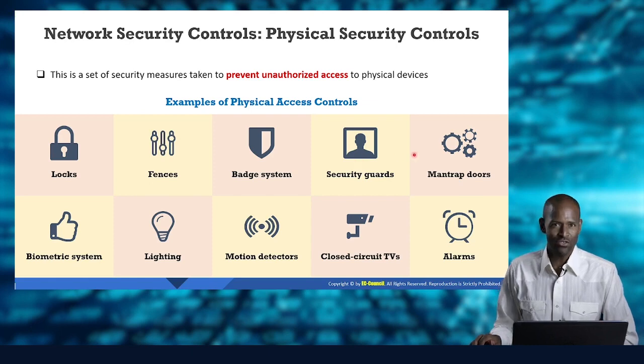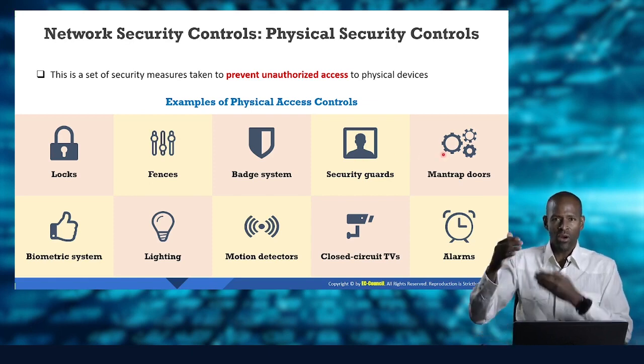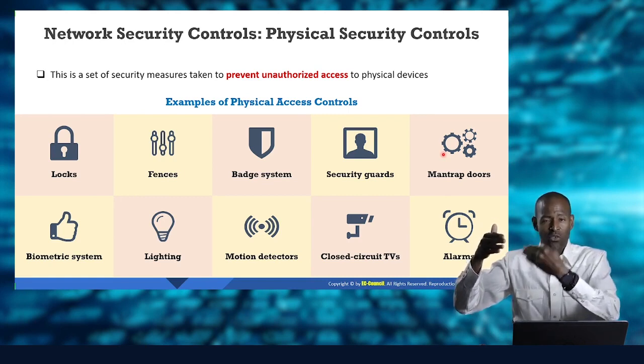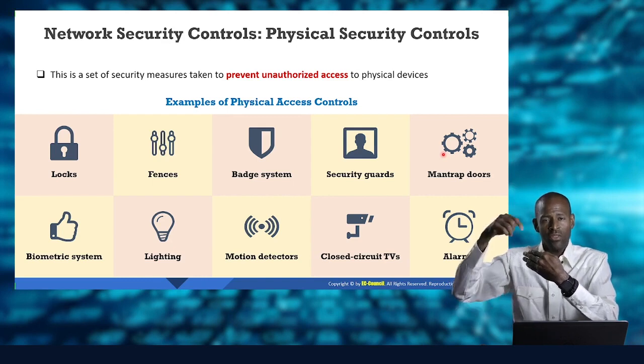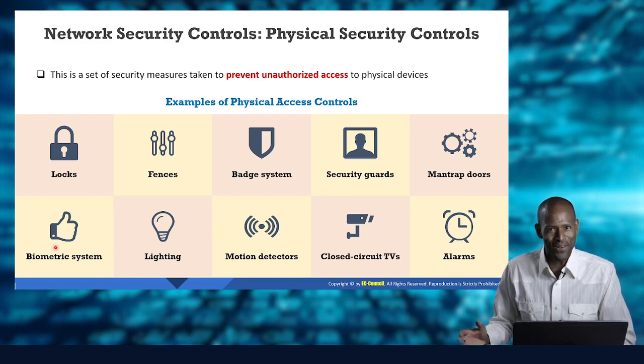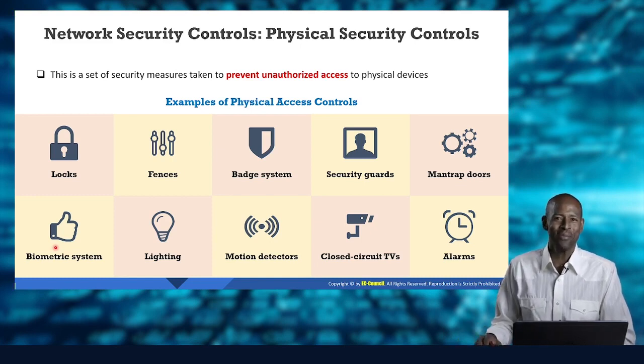We have man-trap doors where you are in between two doors. You go into one door and it locks, maybe. And before you can get to the next door, there's somebody who can see who you are, right? Biometric systems, that's anything having to do with your physical body, right? So that could be your fingerprints, it could be your iris pattern, could be your retina, things like that.